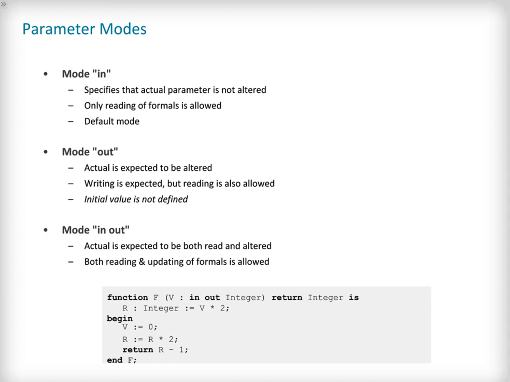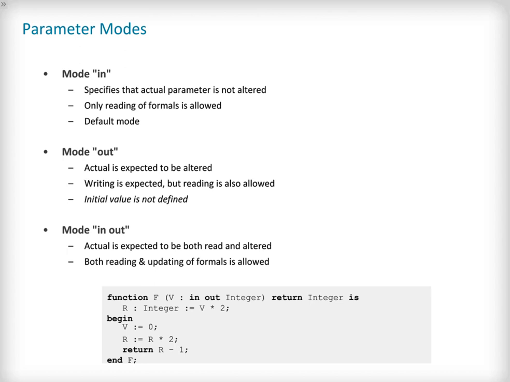Let's see those one by one. In is the default mode. So if you do not specify any mode in front of the type, it's going to be in by default. It means that the actual parameter is not modified. It's a constant parameter from the subprogram point of view. It's an input. Therefore, only read operations will be allowed.